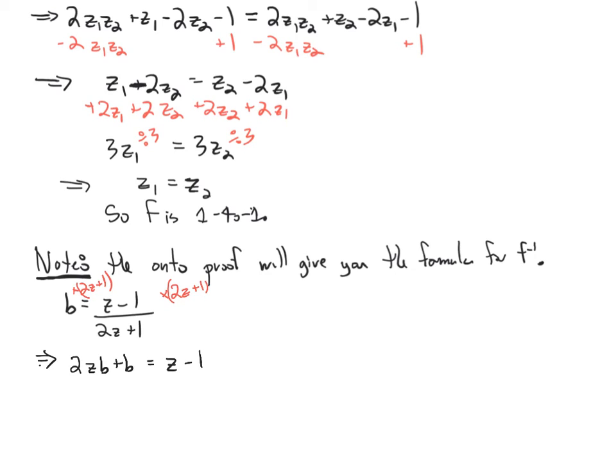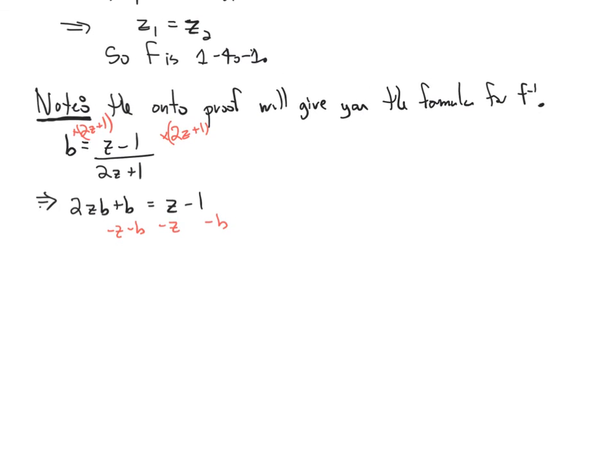Let me get everything to do with z's on one side, since that's what we're solving for, and everything without z's on the other. So I'm going to subtract z from both sides, and I'm going to subtract b from both sides. That'll give me everything with z's on the left-hand side and everything without them on the right. So we have 2zb minus z, and then plus b minus b is 0, equals negative 1 minus b.